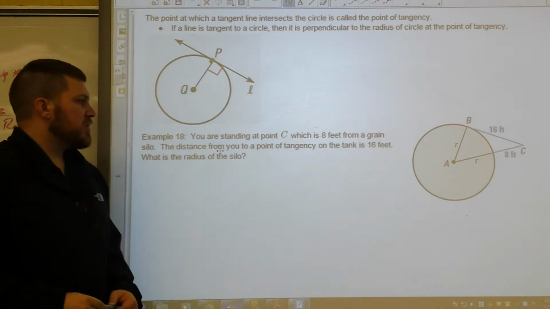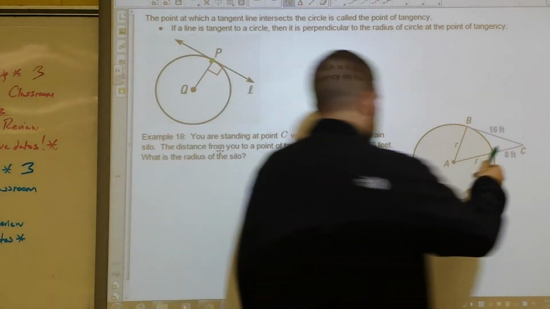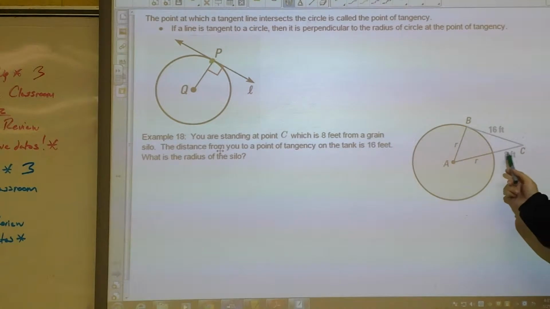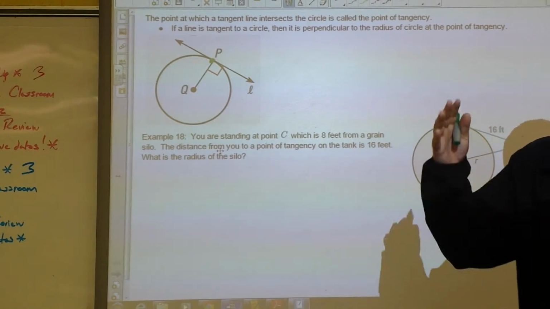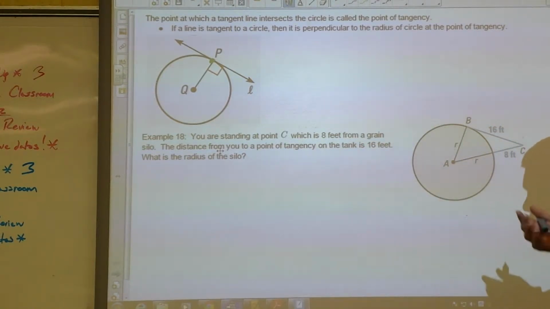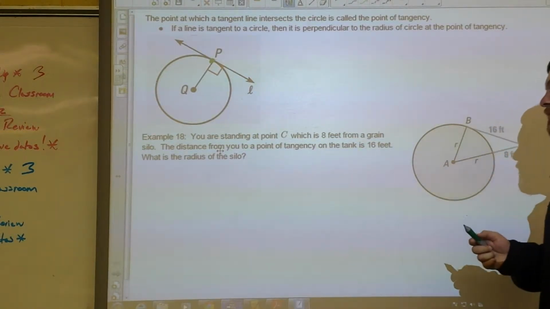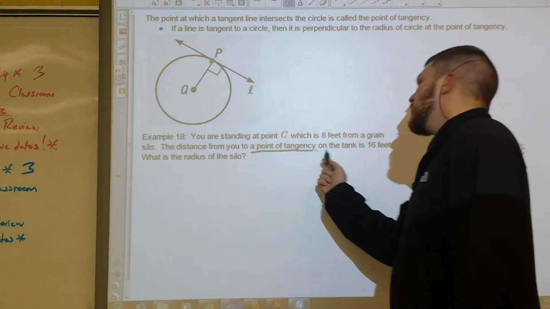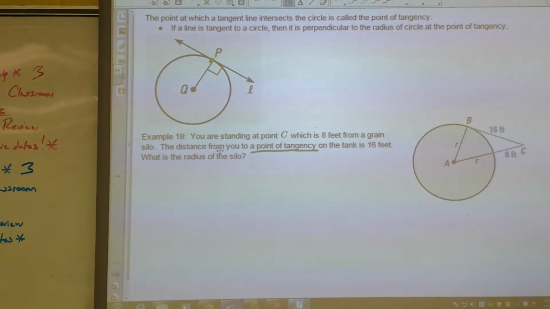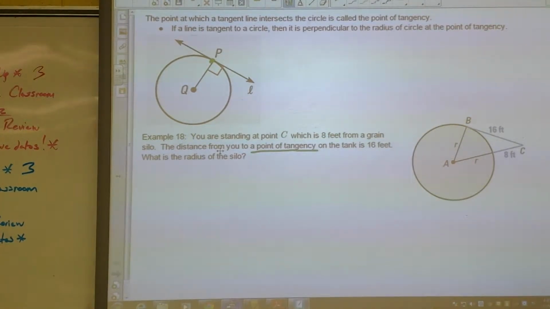In example 18, you're standing at point C, which is 8 feet away from the outside of a grain silo. If you don't know what a grain silo is, right around in the country, those are the big circular buildings that hold grain. The distance from you to a point of tangency, that's a key word, okay? I see a math word, I need to underline it. On the tank is 16 feet. I want to know what the radius of the silo is.